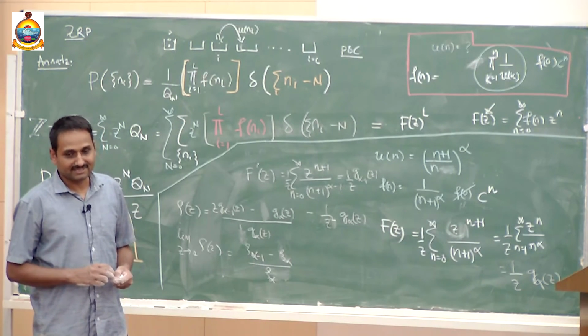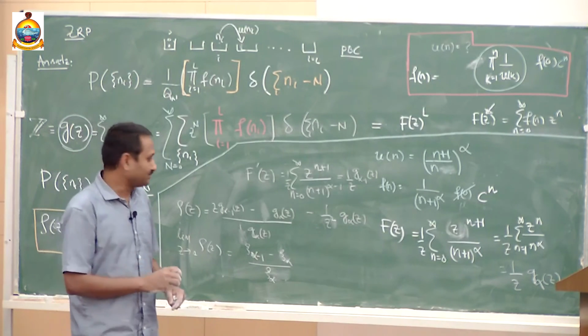Alpha equal to 1 certainly diverges. Yeah, alpha equal to 2 also, right? So alpha has to be less than 2.